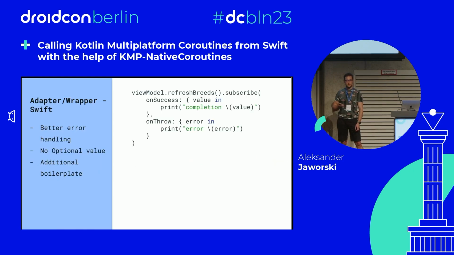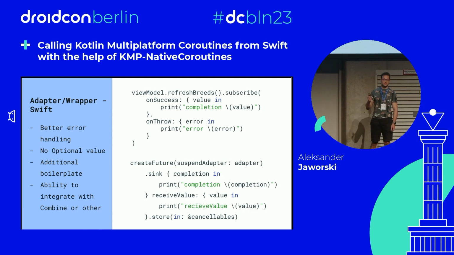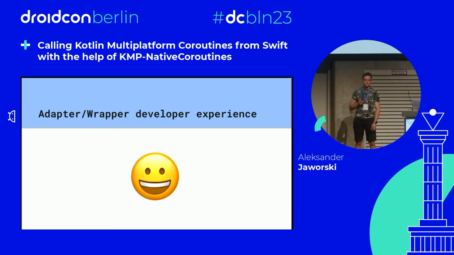With this approach, we have a lot better error handling. The API is much nicer. We don't have any optional or nullable values because we just have the on success lambda, which is called on success. But it requires a lot of additional boilerplate. However, you can integrate it with native solutions like Combine. So the developer experience is a lot nicer. The API is better, and there's error handling.